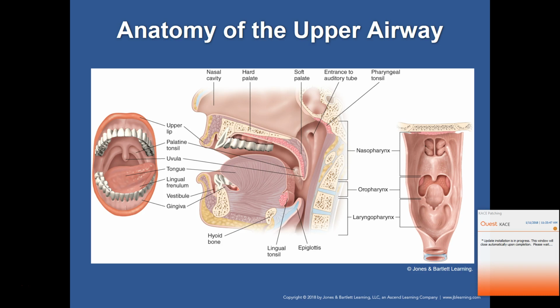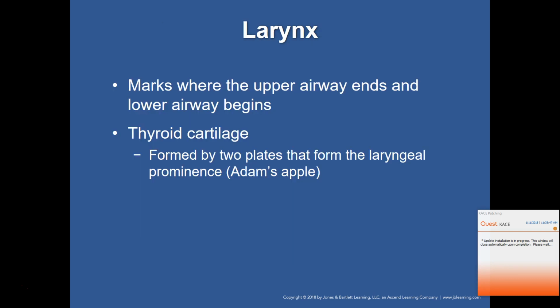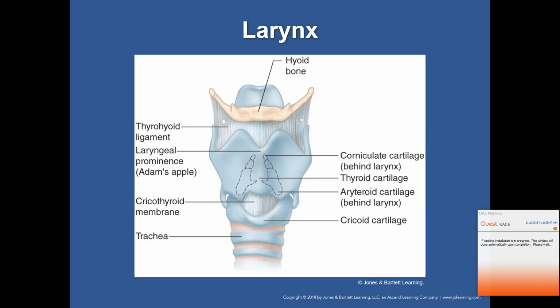Of course, here's a picture, nothing new, nothing earth-shattering here. But here's a picture of the upper airway, right? The larynx marks where the upper airway ends and the lower airway begins. In that area, we have a thyroid cartilage, and it's formed by these two plates that form the laryngeal prominence, or the Adam's apple. So right there in that area, we've got that thyroid cartilage and all that stuff that's going on. There are some things that we need to be aware of when we look at the larynx itself, because there's some procedures that we do that happen in this area.